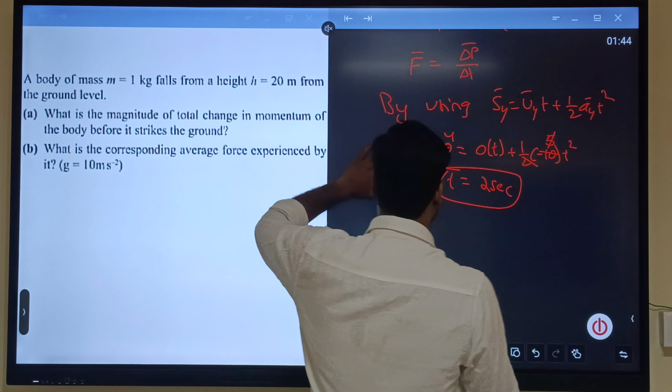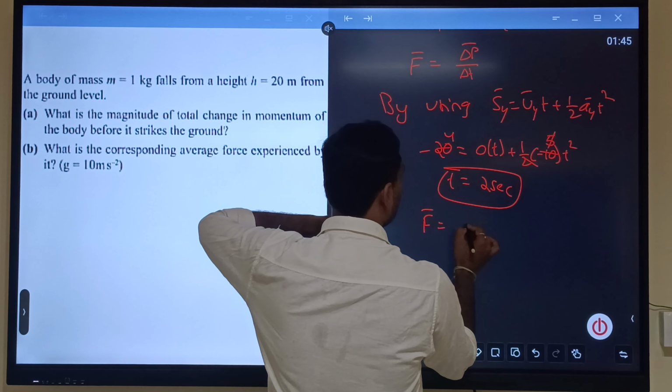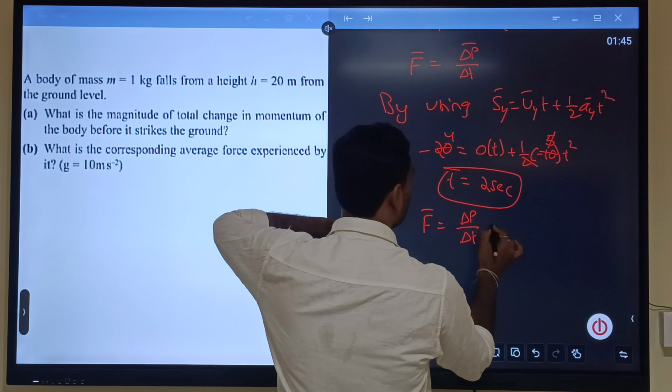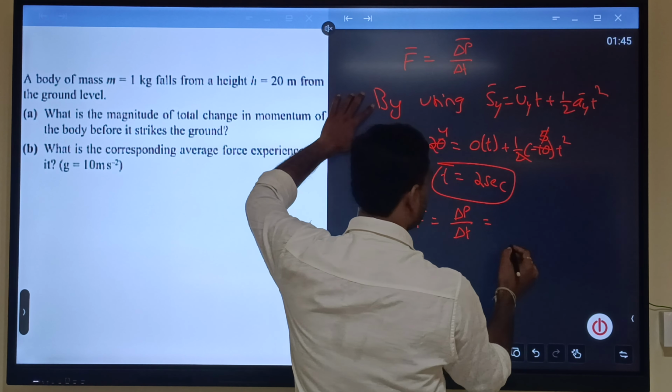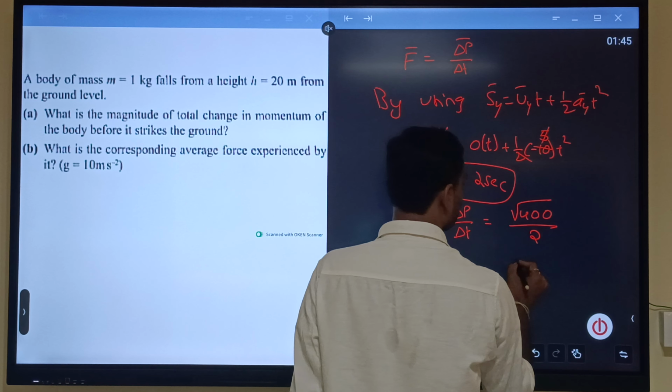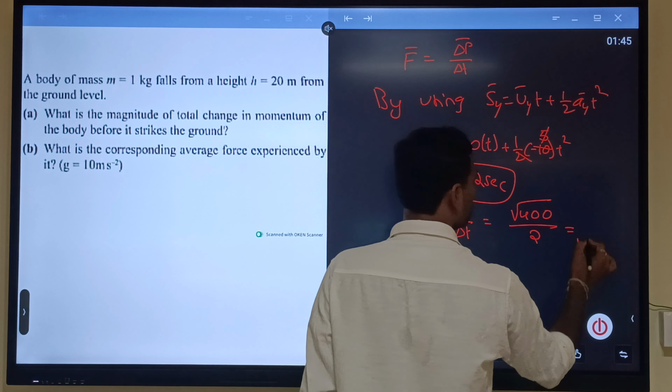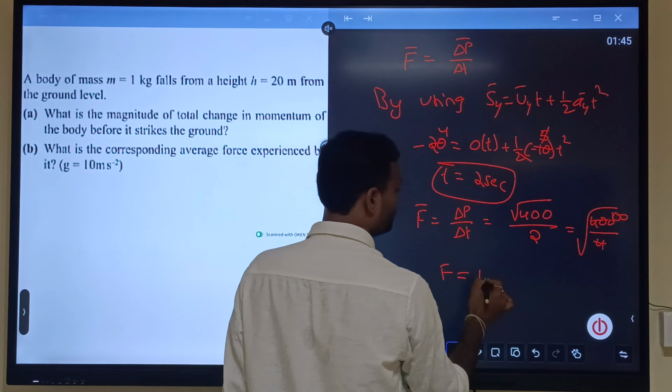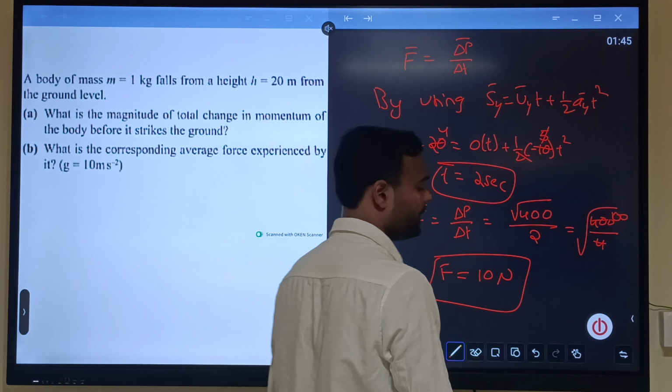Then force exerted is F is equal to delta P by delta T, and the delta P value we got is root 400, divided by 2, which is equal to 20 by 2. F is equal to 10 Newton. This is the force exerted.